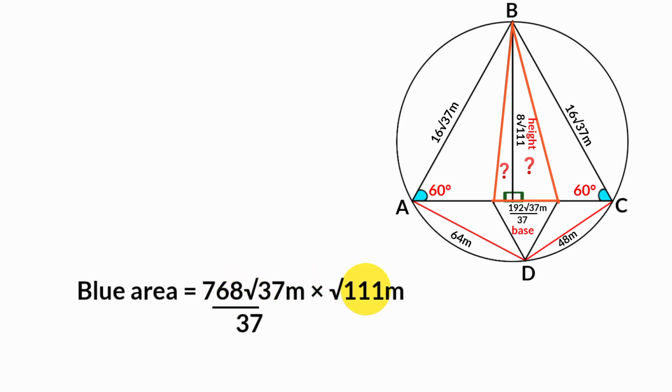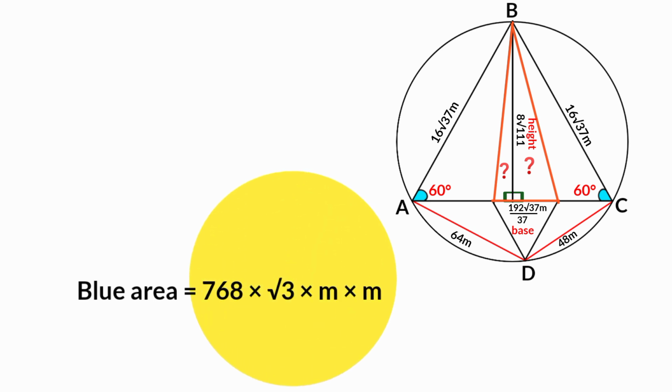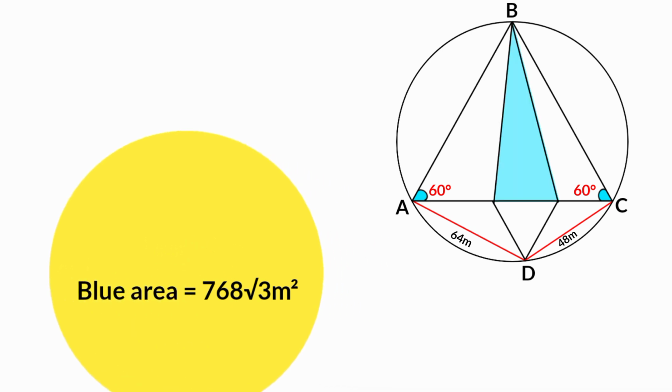Recall 111 is 3 times 37. Root 3 times 37 is root 37 times root 3. This root 37 times this root 37 is 37. This 37 cancels this 37. 768 times root 3 times meters is 768 root 3 meters squared. So blue area which you are asked to calculate is 768 root 3 meters squared.